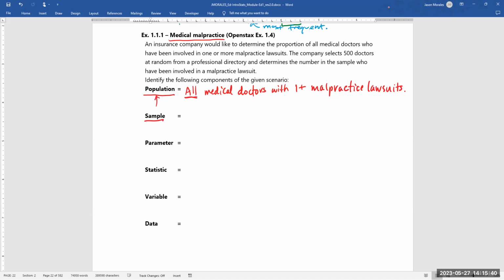So it's not going to be all, it's going to be a smaller number. And so we were told in this example that the company selects 500 doctors, and it also tells us that they were selected at random. So that's also important to know. So our sample is 500 doctors selected at random from the population. And that population came from this professional directory.